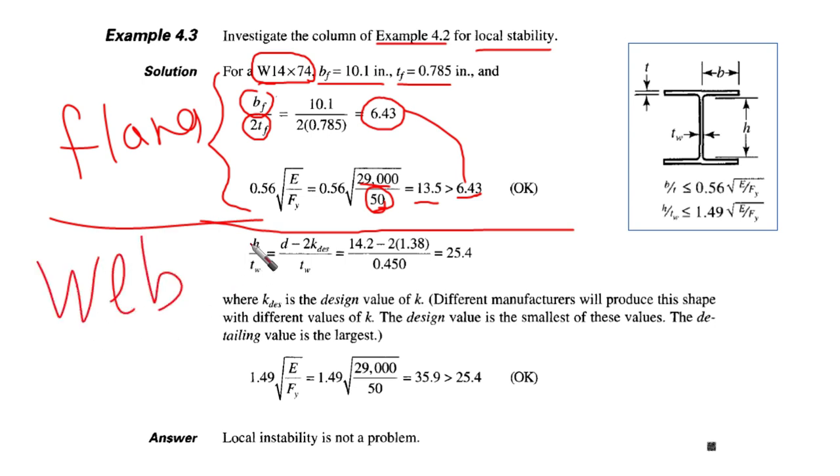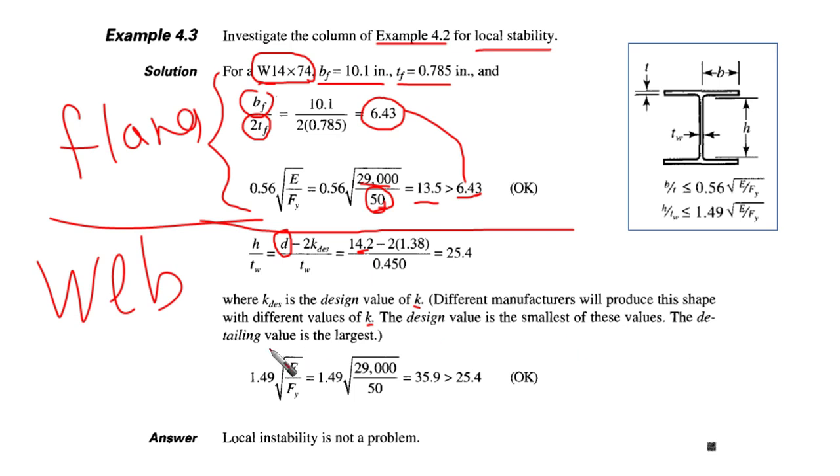So here you can see that h over t web equal to d. Okay, take care, because in the web, in the manual, we're going to find this d, the height of the cross section, which is 14.2 for our cross section, which is W14, minus 2 times k design. What is k design? This k design is the design value of k. Different manufacturers will produce this shape with different values of k. So you need to refer to the manufacturer in general. The design value is the smallest of these values.